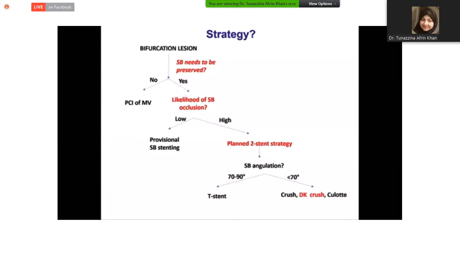Whether the side vessel needs to be preserved. In our case, the diagonal was a very big branch, almost of similar diameter to the LAD, and the ostial lesion in the diagonal was just at the base of the ulcerated plaque in the LAD. So there was a high likelihood that the side branch would be occluded if we went for provisional stenting. So the two-stent strategy was the option here, and also the side branch angulation was less than 70. So our plan was for the DK crush.